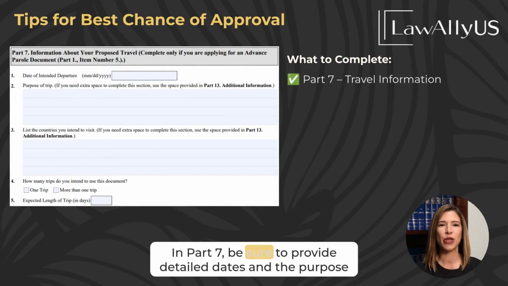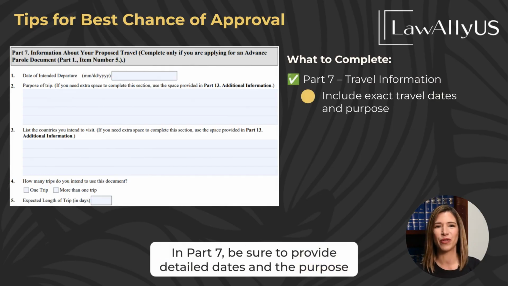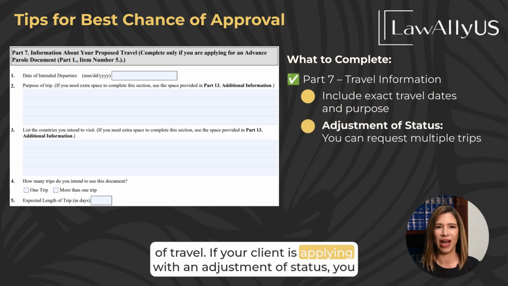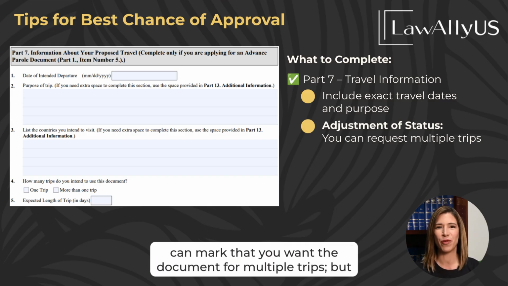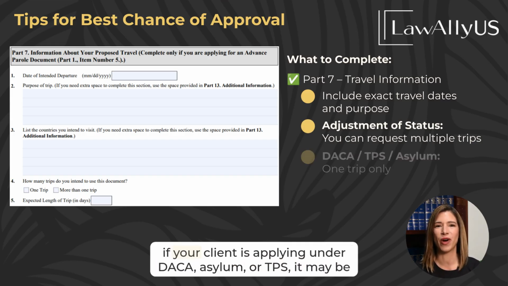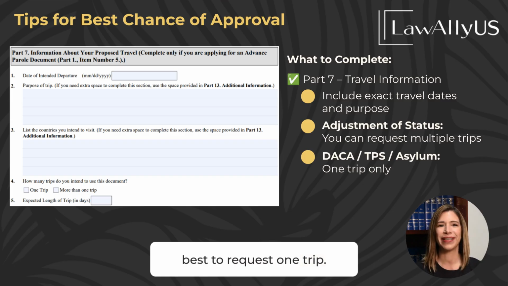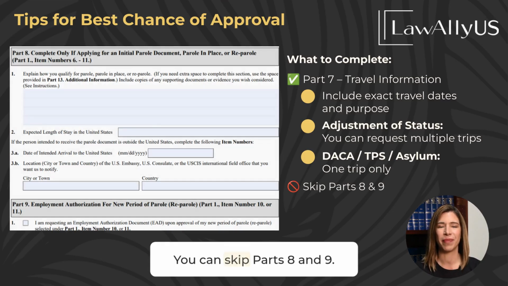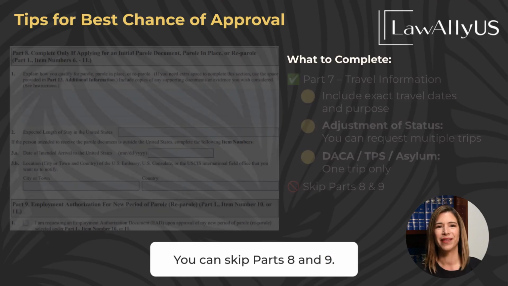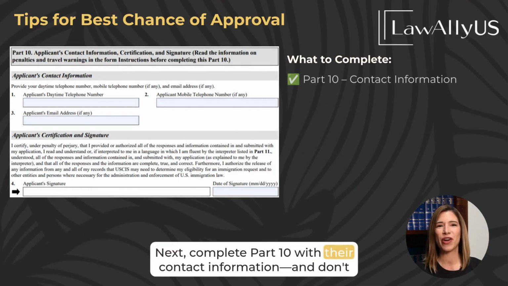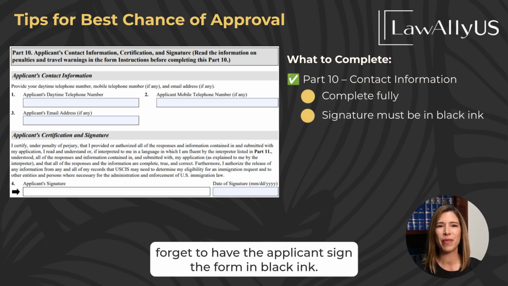In Part 7, be sure to provide detailed dates and the purpose of travel. If your client is applying with an adjustment of status, you can mark that you want the document for multiple trips. But if your client is applying under DACA, Asylum, or TPS, it may be best to request one trip. You can skip Parts 8 and 9. Next, complete Part 10 with their contact information, and don't forget to have the applicant sign the form in black ink.